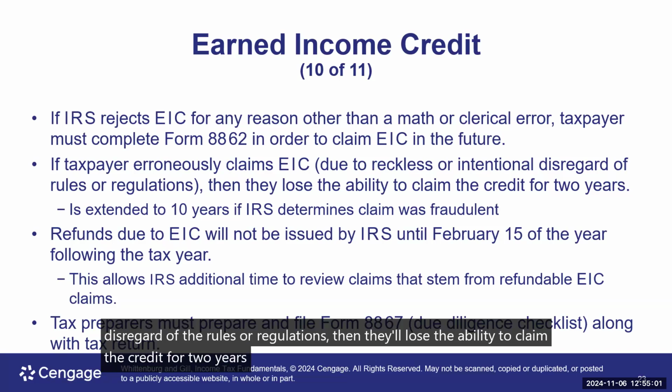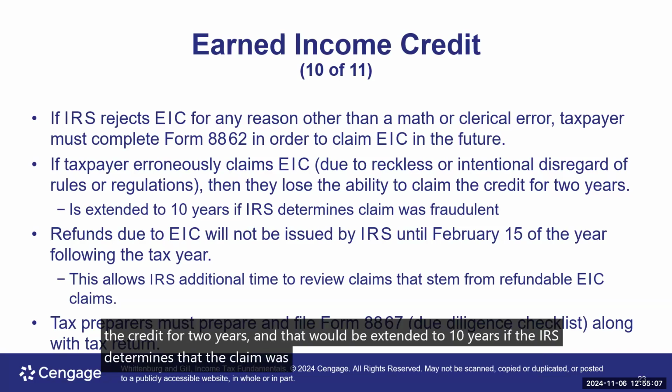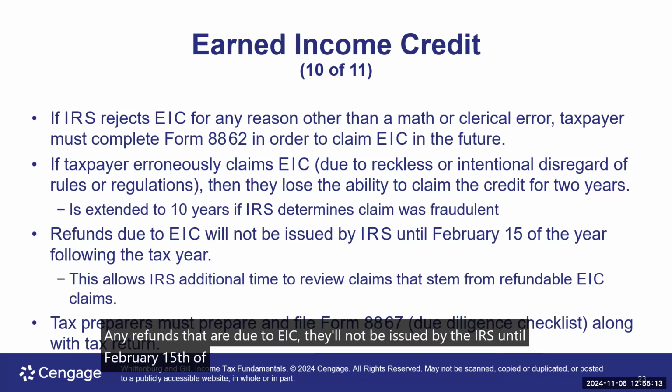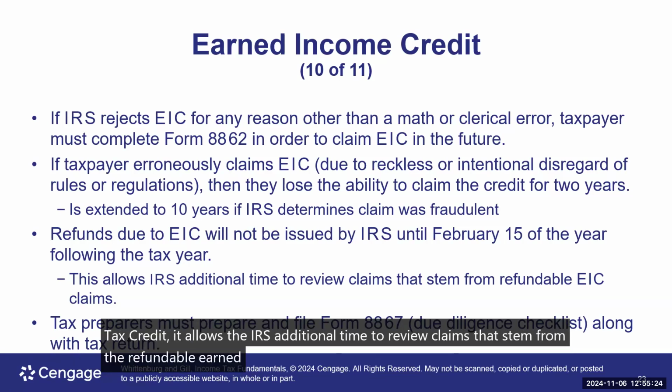And that would be extended to 10 years if the IRS determines that the claim was fraudulent. Any refunds that are due to EIC will not be issued by the IRS until February 15th of the year following the tax year. This, much like the child tax credit, allows the IRS additional time to review claims that stem from the refundable earned income credit claims.